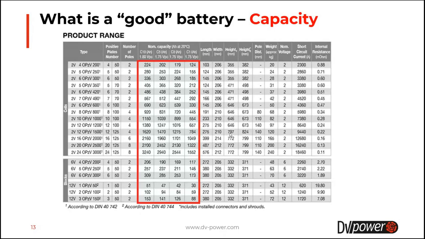The parameter 1.8 volts per cell means that we have to set up a voltage limit of 1.8 multiplied by the number of cells we have. The current that will be used in testing this battery is 224 divided by 10.